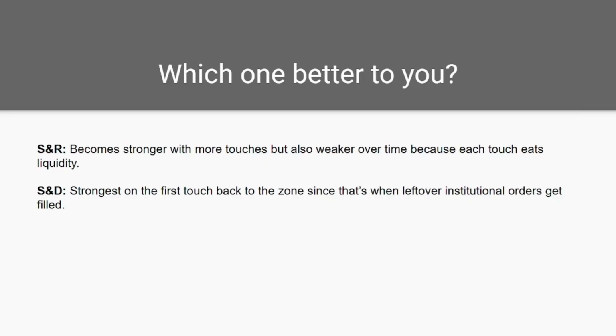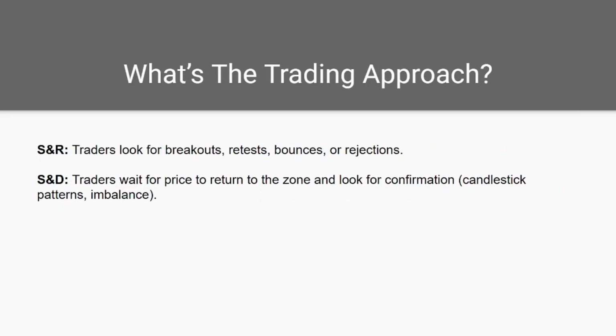Support and resistance becomes stronger with more touches, but also weaker over time because each touch eats liquidity. So what that's saying is, every time your line on a chart gets touched, somebody is building their position to go against you, to take your money. Just think of it like that. Supply and demand, on the other hand, is strongest on the first touch back to the zone. Since it's unfilled, it's better.